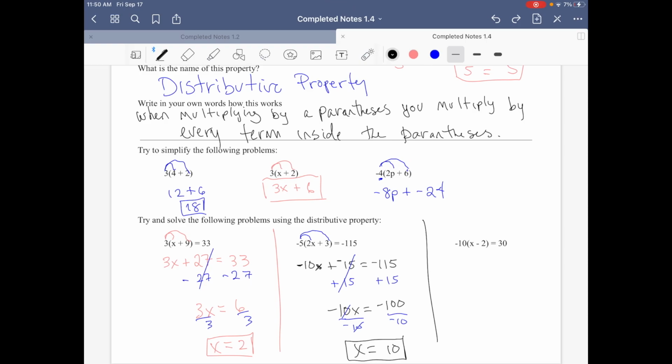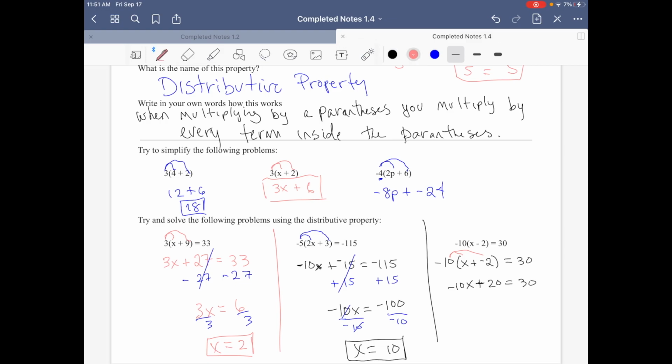So for me, I'm going to rewrite it because I see this minus 2, and I want to remind myself that that's a negative 2. So I'm going to say negative 10 times (x plus negative 2) equals 30. So then I'm going to distribute, and I'm going to say, okay, well, negative 10 times x and negative 10 times negative 2. Negative 10 times x, that's easy, negative 10x. 10 times 2 is 20, and a negative times a negative is a positive. So that's a positive 20 equals 30.